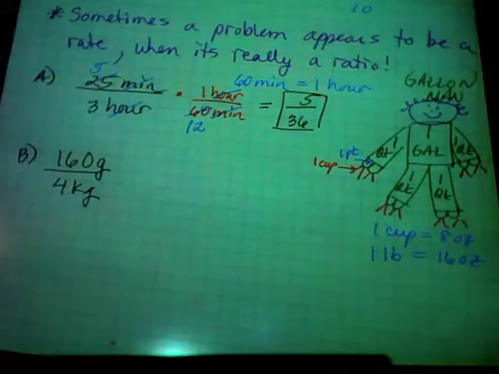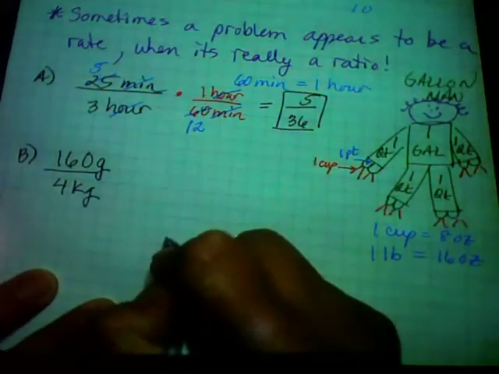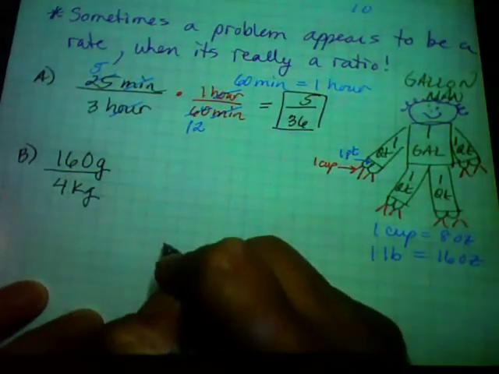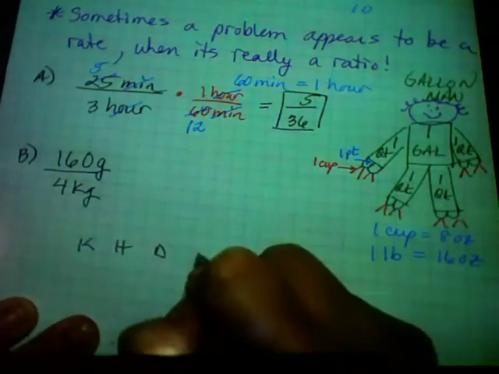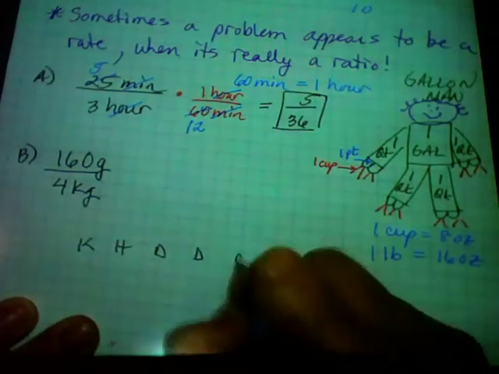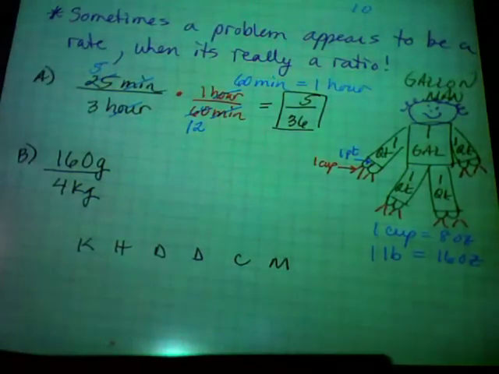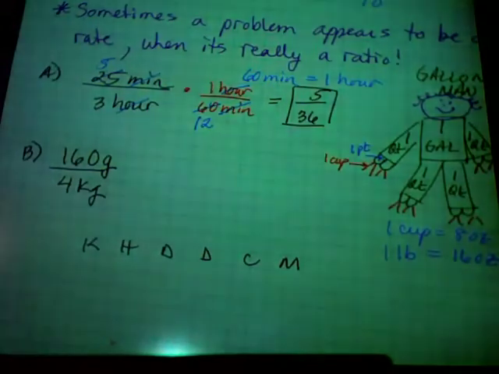Grams is weight. King Henry died drinking chocolate milk. I learned this from Mrs. Grover in eighth grade. Okay, so write that down. King Henry died while drinking chocolate milk.